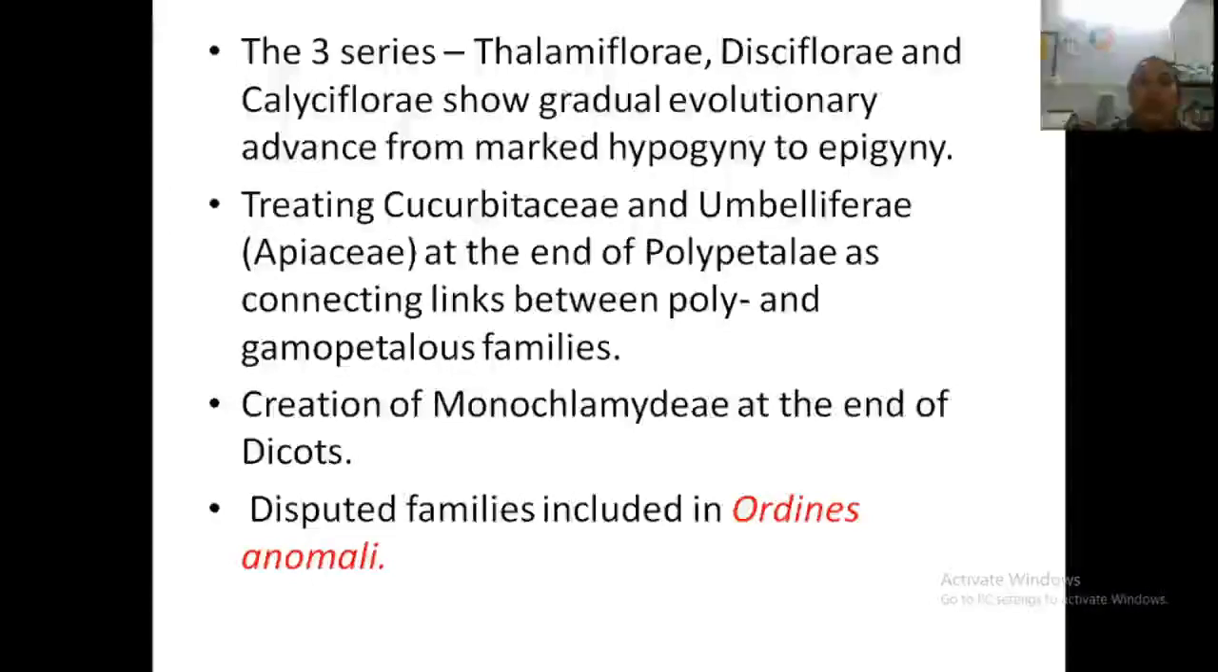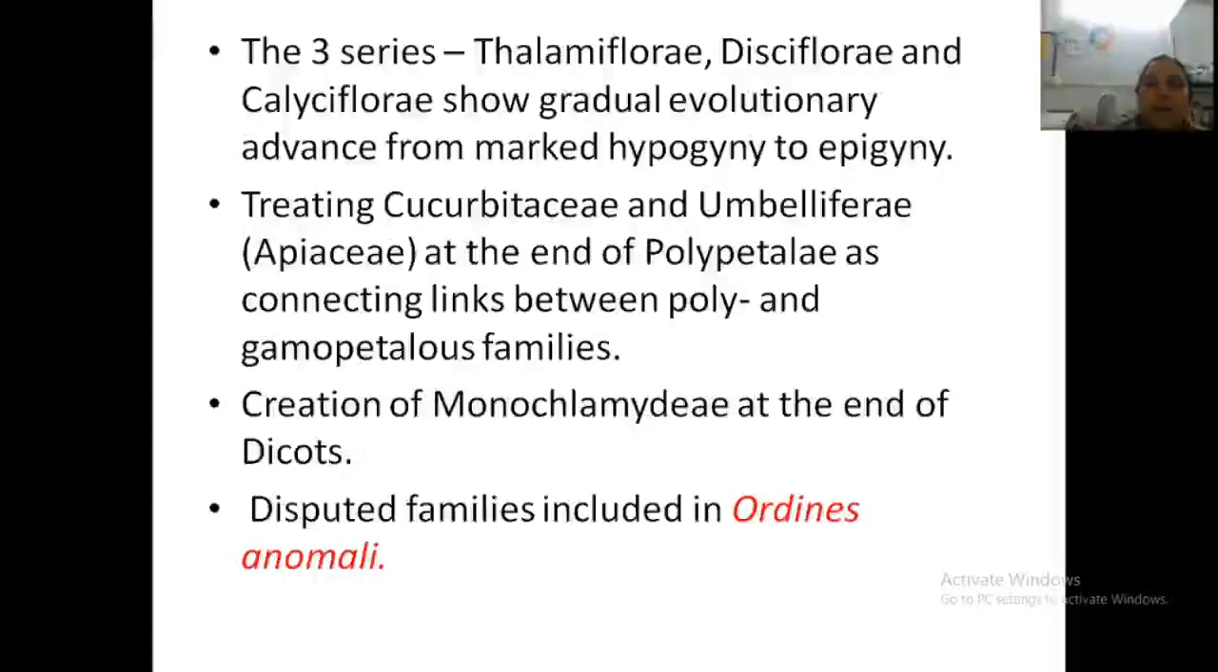Okay. Then two families, Cucurbitaceae and Umbelliferae, both you have to study. Umbelliferae is also known as Apiaceae. They are kept at the end of Polypetalae because they are the connecting link between Polypetalae and Gamopetalae. You know, Polypetalae, Gamopetalae, Monochlamydeae. So these two families, Cucurbitaceae and Umbelliferae, are the last families of the subclass Polypetalae. Clear? So this is placed correctly.